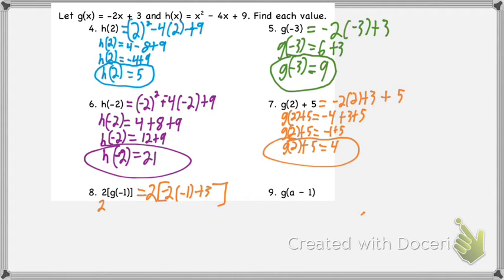So 2 times g of negative 1 equals 2 times, what's negative 2 times negative 1? Because inside the parentheses, we're going to work inside out. So we have to work inside the brackets first, inside our grouping symbols. What's negative 2 times negative 1? Positive 2, plus 3. So now, inside the parentheses, I'll still write the 2 times the quantity of g of negative 1.